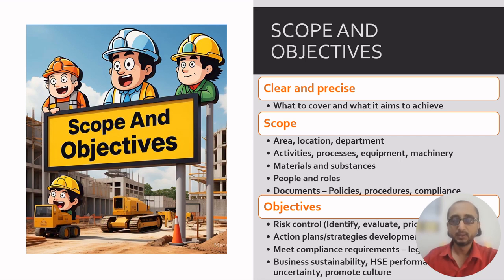compliance, etc. Then objectives. There may be different objectives, like risk controlling, which may be a simple objective. Then an action plan: we want to develop some comprehensive strategies, risk mitigation strategies, or there is some legal requirement we need to meet, which is why we are doing the risk assessment. Then maybe business sustainability or HSE performance improvement. Maybe there are some incidents or client requirements, or we want to improve our HSE performance.